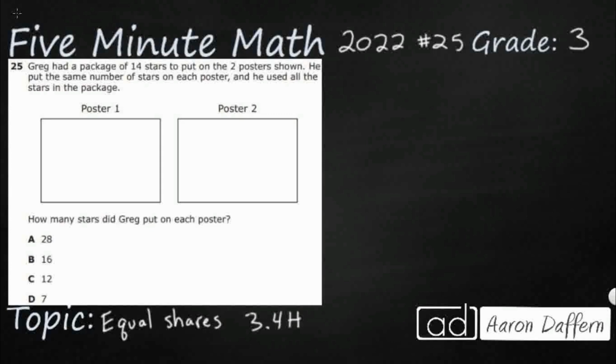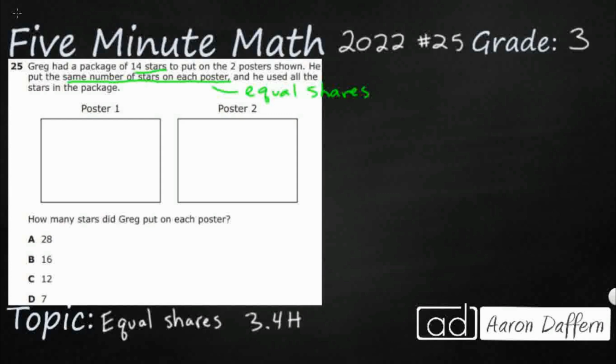So Greg has a package of 14 stars to put on the two posters that are shown here. And he's going to put the same number on each poster. All right, so let's make sure we understand what that means. Whenever we see the same number on each poster or the same number in each group, it really starts here in the third grade, and it's going to follow you for the rest of your school career. We're dealing with equal shares.